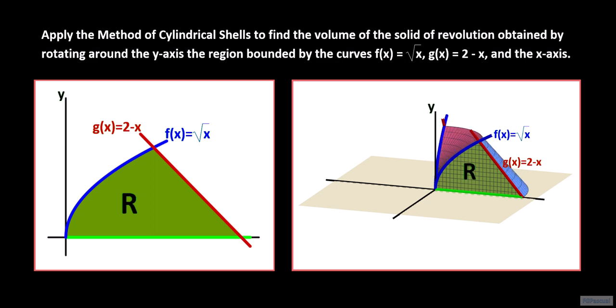As we speak, the solid of revolution is being generated on the right panel as region R rotates around the y-axis.